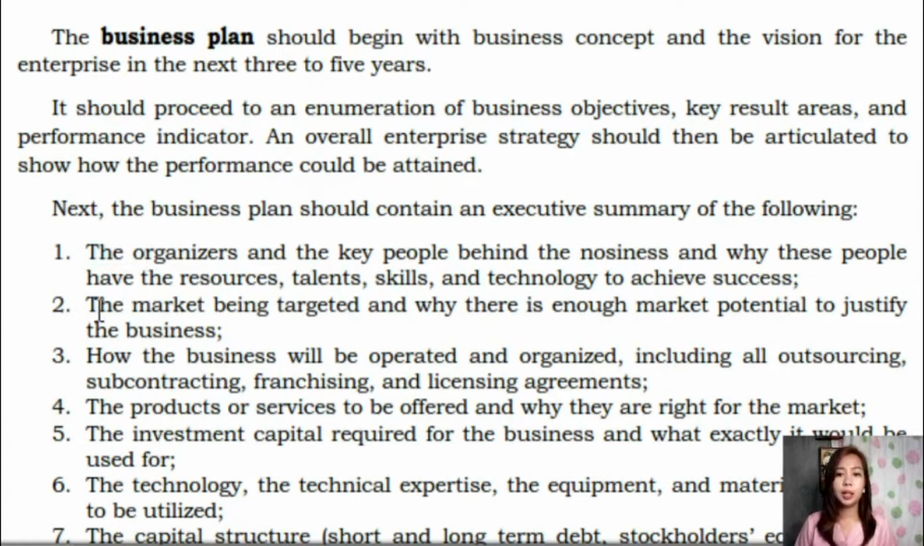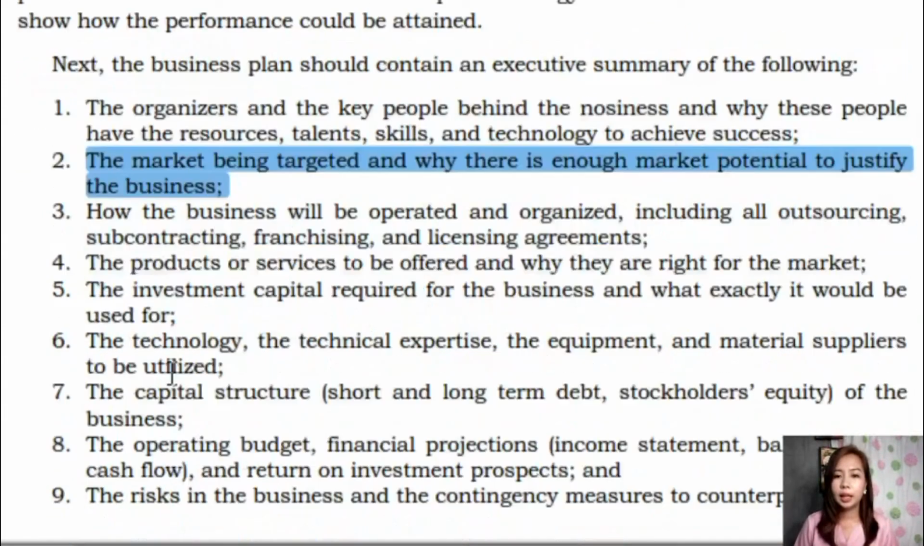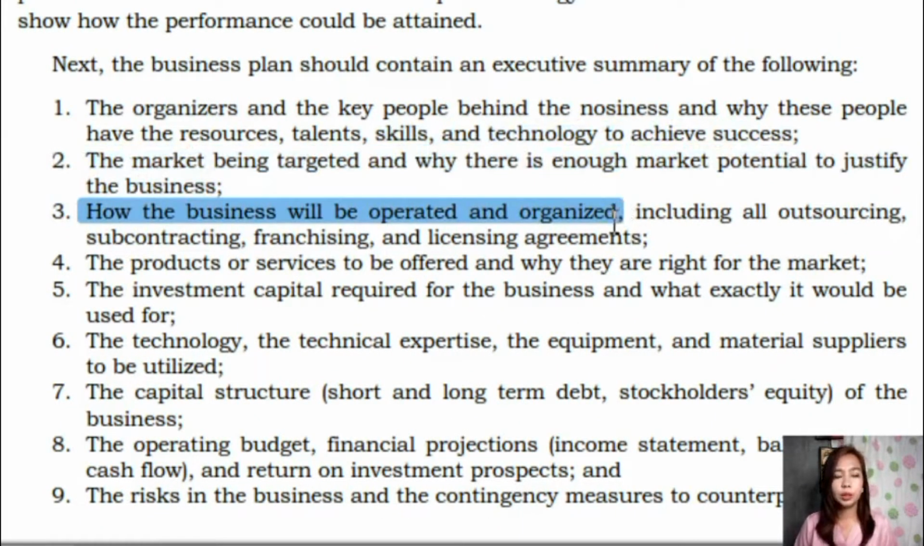Next, the market being targeted. Some also put pictures of the location, pictures of the students and teachers they target to sell to, which is also good. Then, how the business will be operated and organized. In the production chapter, they itemized how the products will be made and how the services will be initiated. That is also good.